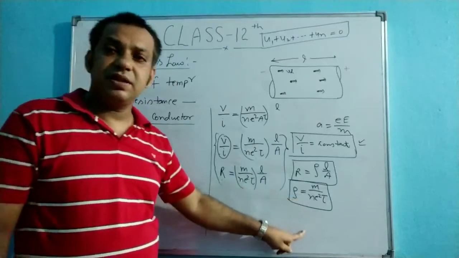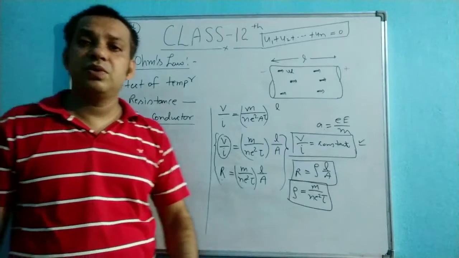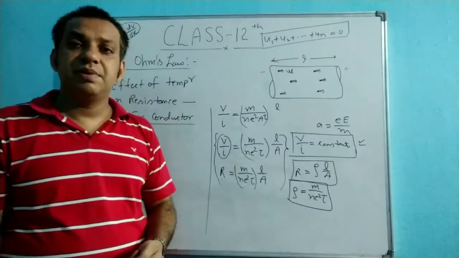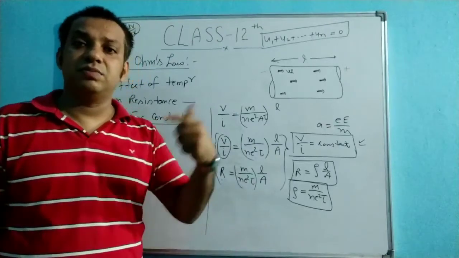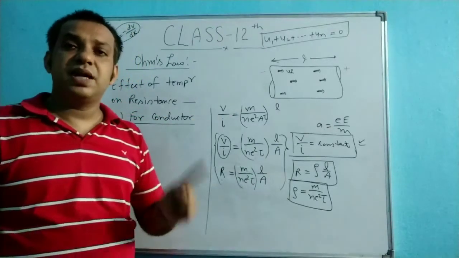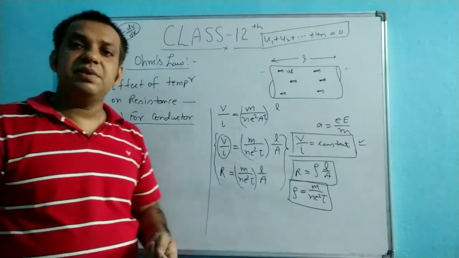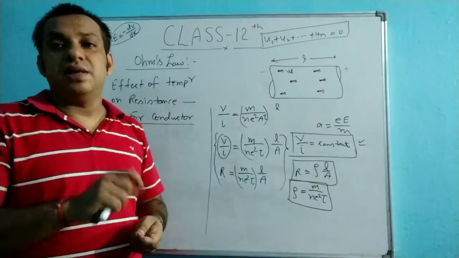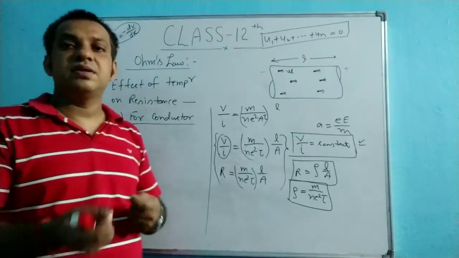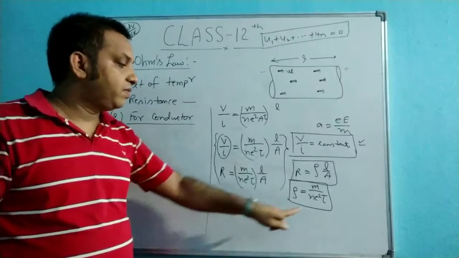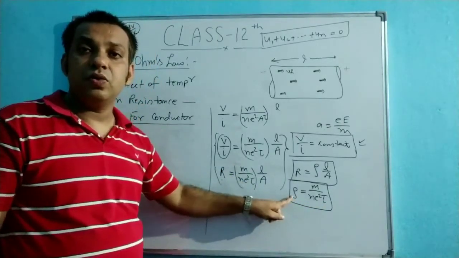If you are increasing the temperature, tau will decrease. How will this average relaxation time decrease? By increasing the temperature, the free electrons receive more energy from the surroundings, from the thermal agitation, and because of that energy, their velocity will increase. If their velocity increases, they will collide quickly, and if they collide quickly, their average relaxation time will decrease. So if tau decreases, then rho will increase.